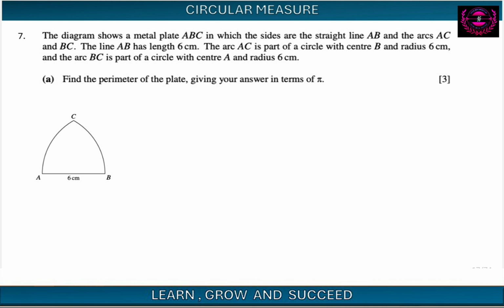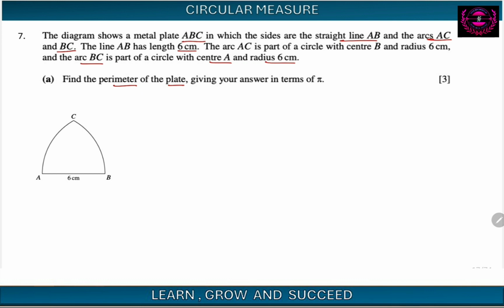So the question is, we have a diagram. It shows a metal plate ABC in which the sides are a straight line AB and arc AC and BC. The line AB has length 6 centimeter. The arc AC is part of a circle with center B and radius 6 centimeter. The arc BC is part of a circle with center A and radius 6 centimeter. Find the perimeter of the plate, giving your answer in terms of pi.